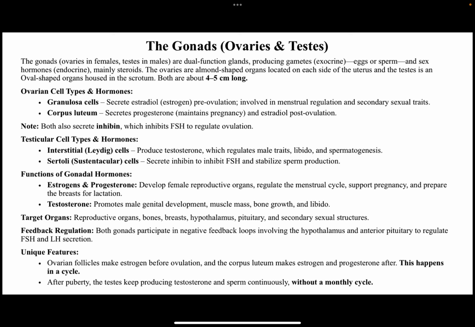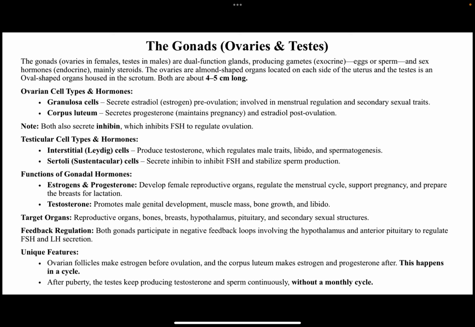Now we are going to look at the ovarian cell types and the hormones they produce. Remember, we've been learning from the previous endocrine organs that anytime we take a particular endocrine organ, we have cells within that organ that produce the hormones. For example, with the pancreas, we have specific cells that produce specific hormones. The same thing applies to the gonads.